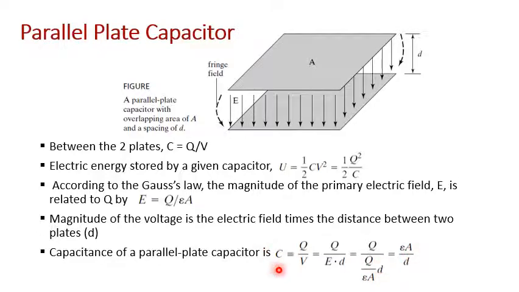So you can see that the capacitance of a parallel plate capacitor is proportional to the permittivity of the media between the two plates. It is directly proportional to the area of the two conducting plates and inversely proportional to d, where d represents the distance between the two plates.